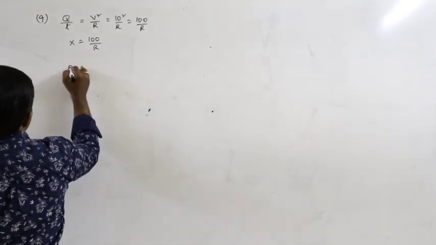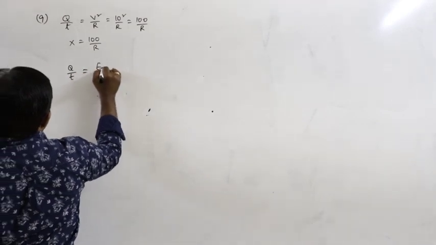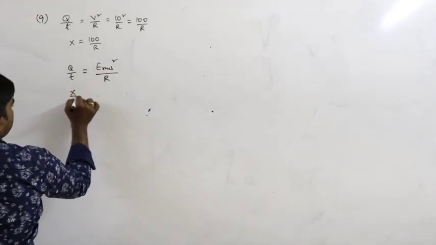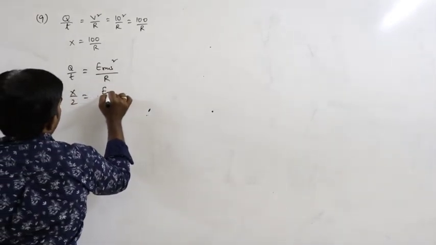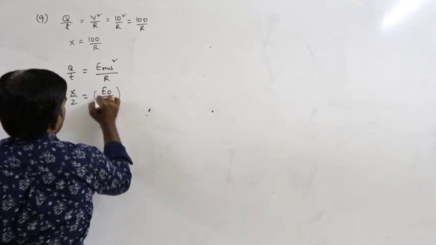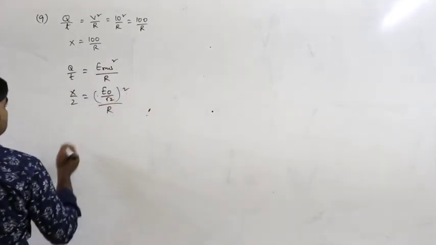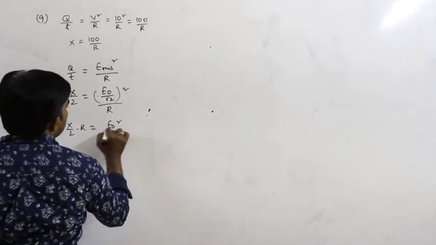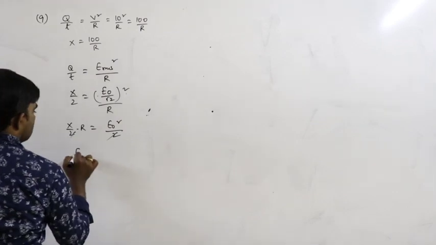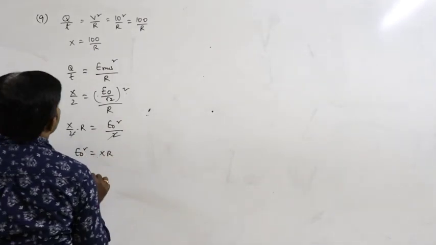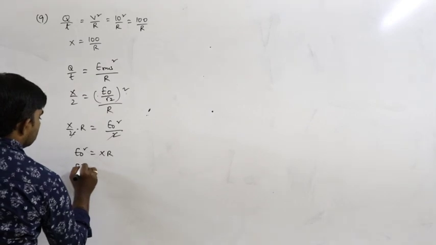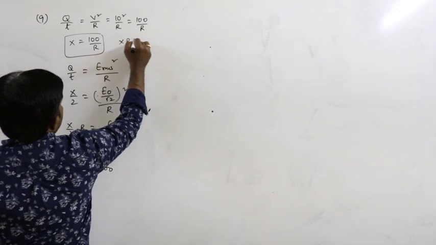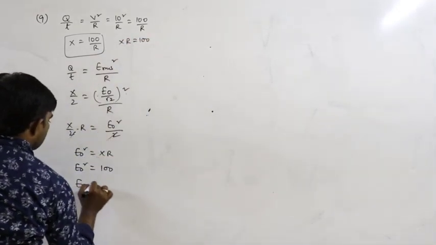Actually Q by T in AC can be written as E RMS square by R. This is given as X by 2 is equal to E RMS, which is E naught by root 2, whole square by R. So X by 2 into R is equal to E naught square by 2. 2 cancels. E naught square is equal to XR. What is the value of XR? From the first condition, XR is equal to 100. So E naught square is equal to 100. Therefore E naught is equal to 10.